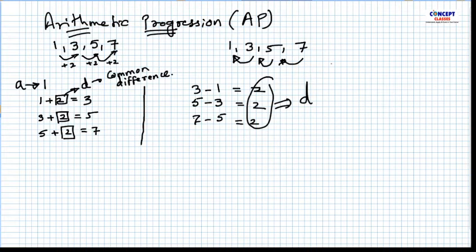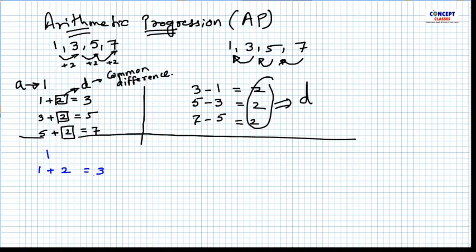Now let me go back to the original way of writing. What did I write there? I wrote the first term is 1. After that, 1 plus 2 gives me the next term, which is 3. Now suppose I want my next term, which is 5. How can I write it? See what I will do now.